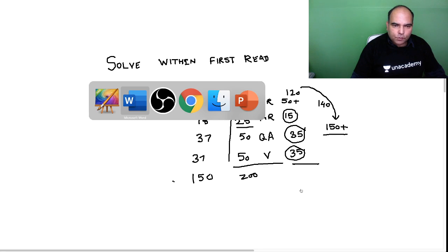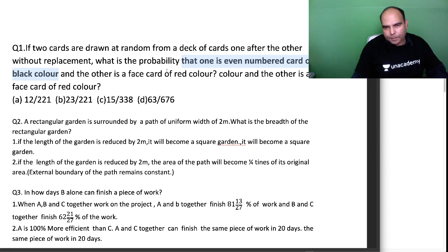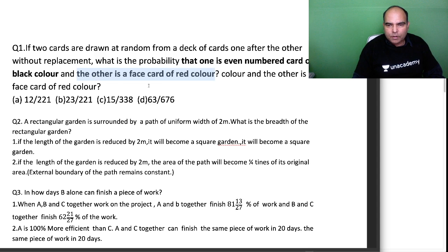So coming back to the first question, the imperative when we come across questions like this is to do this during our first reading. The question says if two cards are drawn at random from a deck of cards, one after the other without replacement, what is the probability that one is even numbered card of black color, and the other is a face card of red color? So two conditions are given. One is even numbered card of black color, and the second is face card of red color.